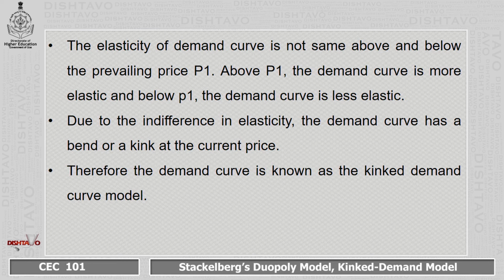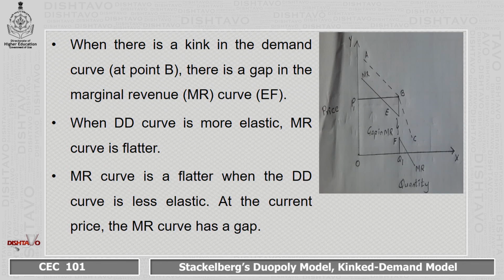The elasticity of a demand curve is not the same above and below the prevailing price P1. Above P1, the demand curve is more elastic. Below P1, the demand curve is less elastic, which we saw in the two diagrams. Due to the difference in the elasticity, the demand curve has a bend or a kink at the current price. Therefore, the demand curve is known as the kinked demand curve model.